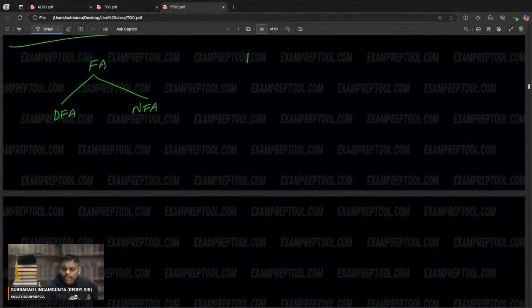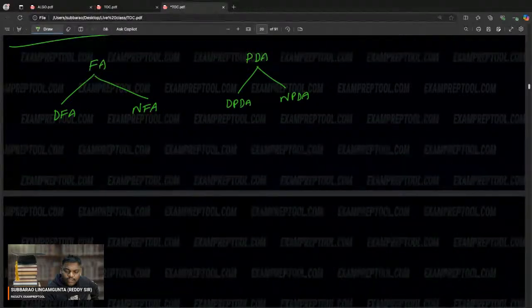Next one, PDA is also of two types, right? DPDA and NPDA. LBA we don't need to discuss. Next one, Turing machine is also of two types, that is DTM and NTM.